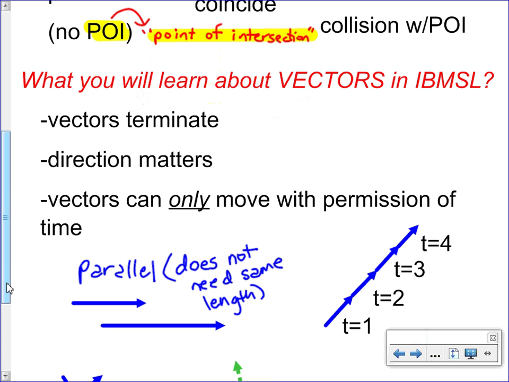Except that, first of all, vectors do terminate. So there is an initial point and a stopping point. The direction matters, and you can only move with permission of time. So, for example, if this is a vector with time 1, adding more time to it makes the magnitude of the vector grow. Two vectors can be parallel, but they do not have to have the same length.